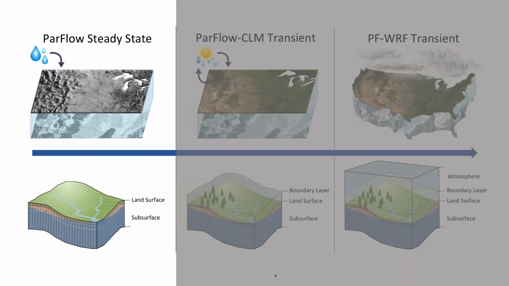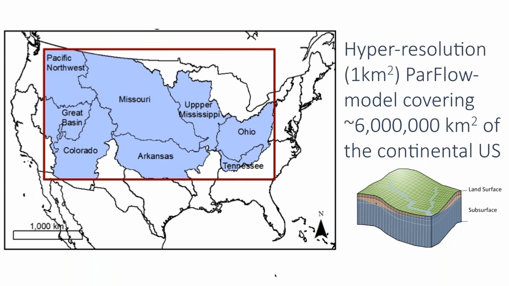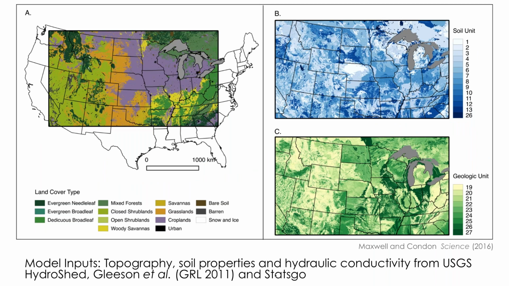Okay, so first just talking about the steady state simulation. I'll go through this one pretty quickly, but this is our domain. It's about 6 million square kilometers, and we're at 1 kilometer resolution. And you can see here, I've just highlighted in blue, even though this isn't the entire continental US, we are covering the majority of 8 major river basins. To parameterize this model, we need vegetation cover, and then we have all of the properties for each of our vegetation types for the CLM model. We also have soil units that we get from the USGS and geologic units from Gleason et al.